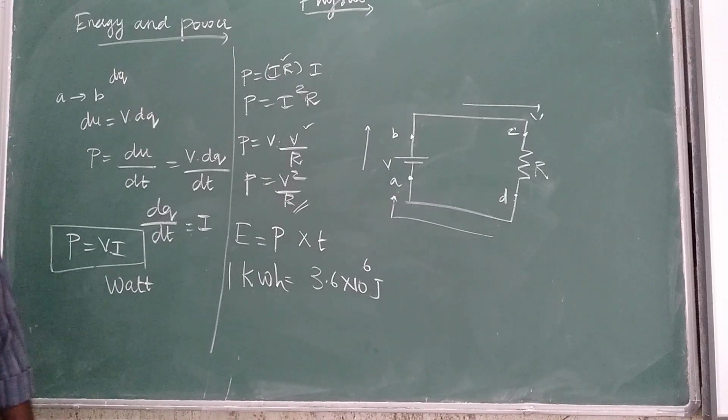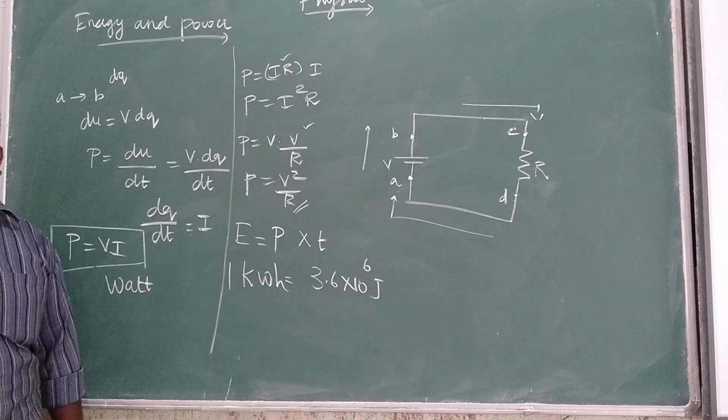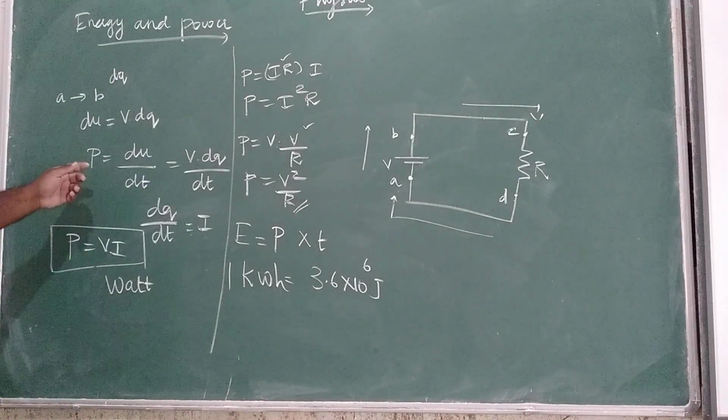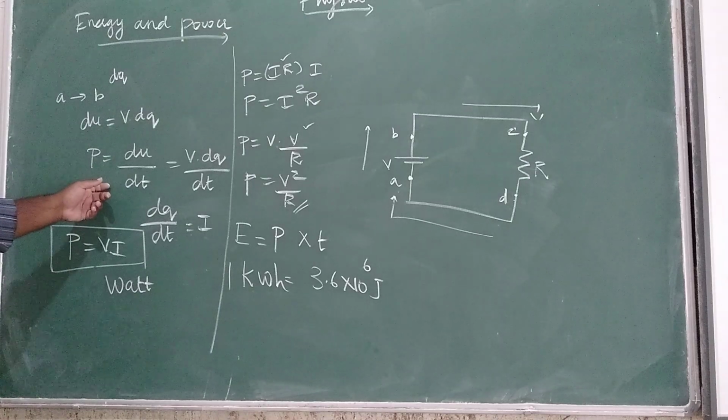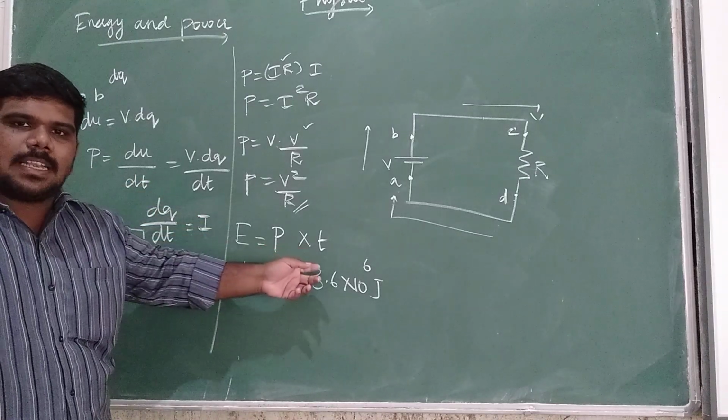By Ohm's law, V is equal to I into R, and I is equal to V by R. First we substitute V equal to I into R, then we substitute I equal to V by R. So what you get is P is equal to I square into R, and then P is equal to V square by R.